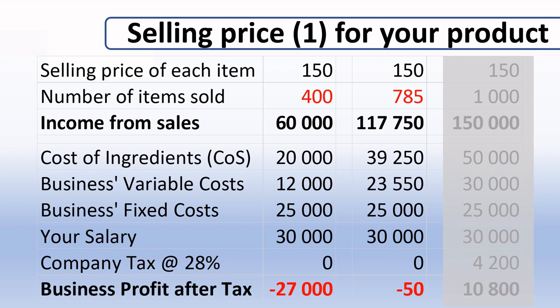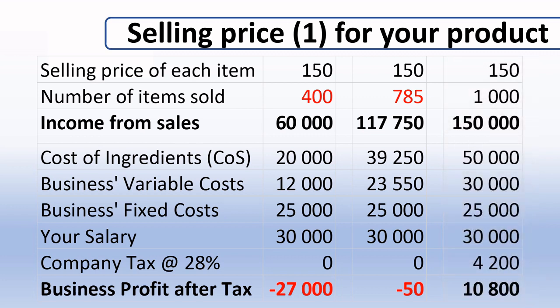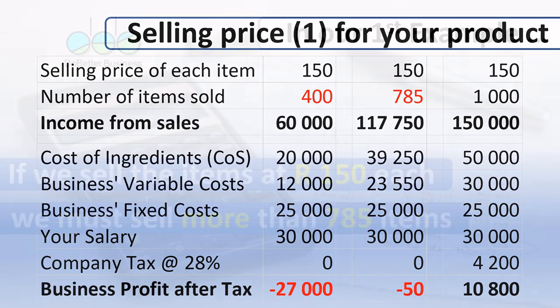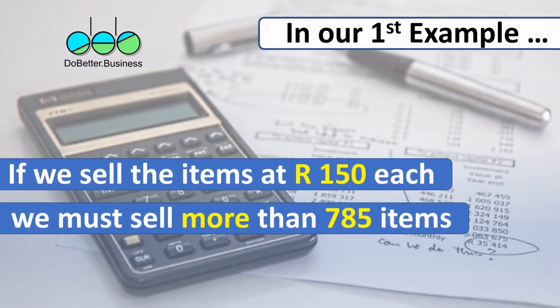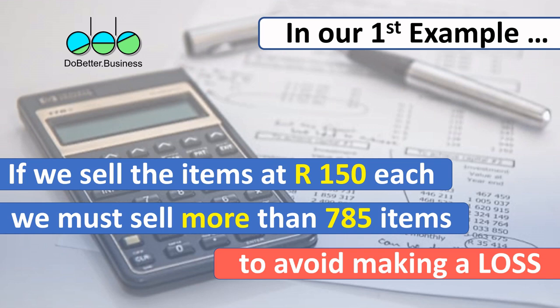Try a higher number of items to sell. If you were to sell the same item at 150 but sold maybe 785 of them, you'd find that you were still not quite breaking even. Only once you sell 1,000 of these items at 150 each do you find that you're making a respectable profit. So we find that selling the items at 150 each means that you have to sell more than 785 items to stop you making a loss.